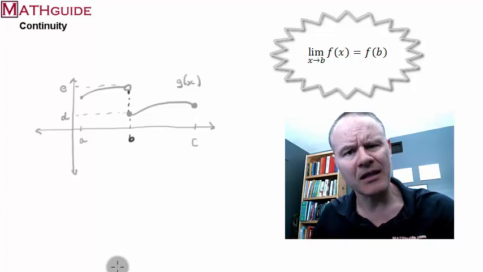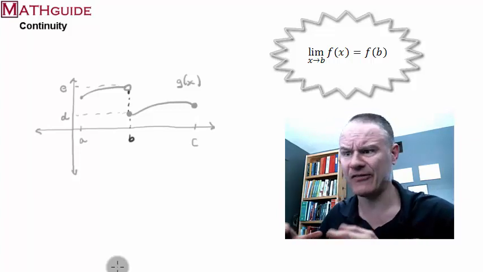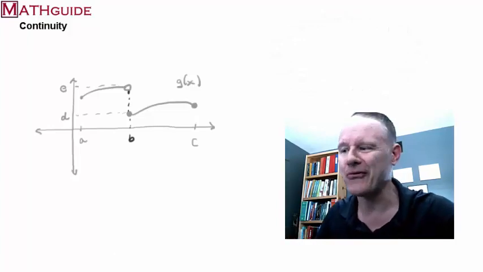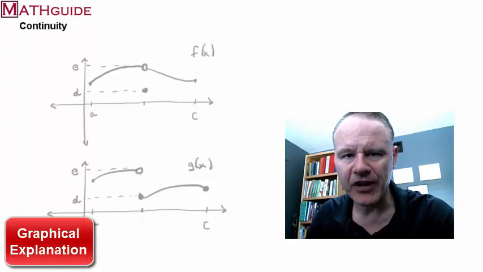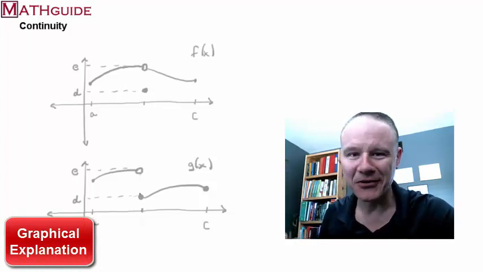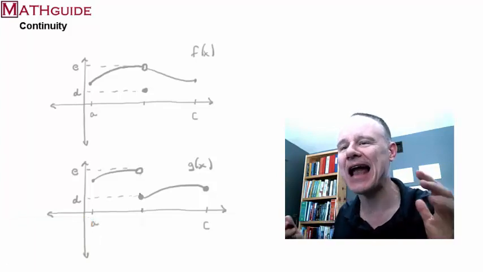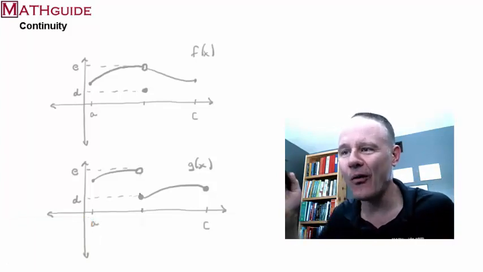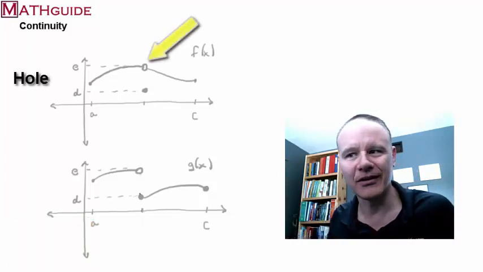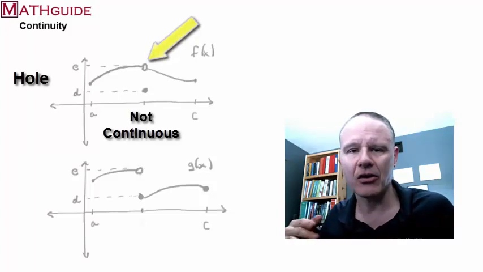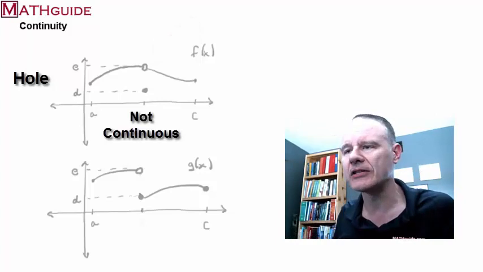Are you confused by this? Yeah, no kidding. This textbook definition is thick. So instead, let's take a look at a graphical explanation. Here are the two examples that we looked at. The reason why these two curves are not continuous is because one of them has a hole in the curve. Yep, that top one, f of x, has a hole. Any curve that has a hole is not continuous.